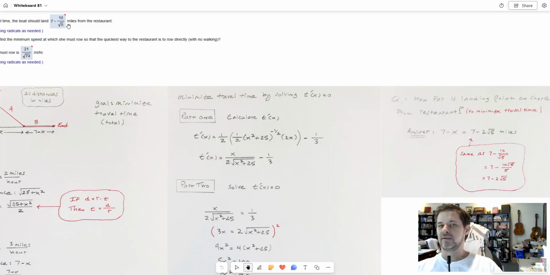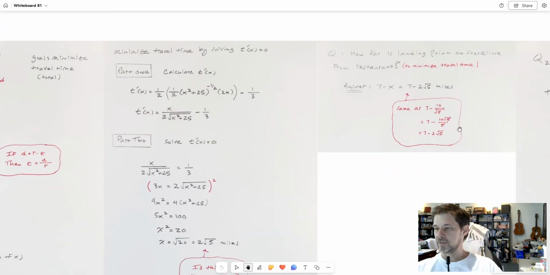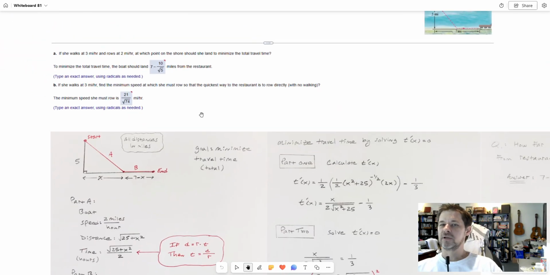I see the answer given in my math lab, like the correct answer they're presenting to me, is 7 minus 10 over root 5. But that's the same number. You take their number, rationalize it, and you'll get my answer. Okay, so I'm not sure why it's like that in my math lab, but it's the same thing as what I got. Okay, what about the second question?